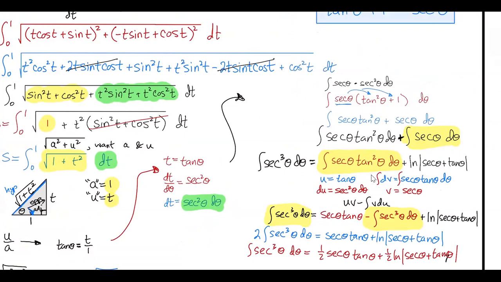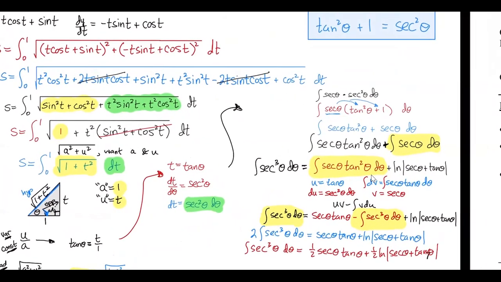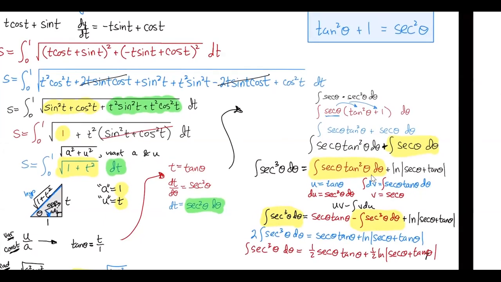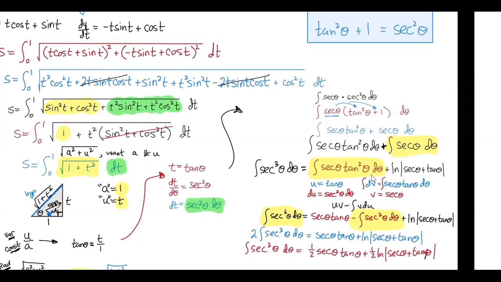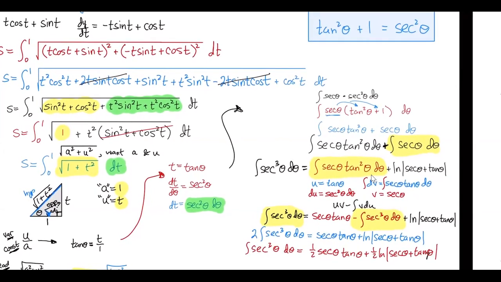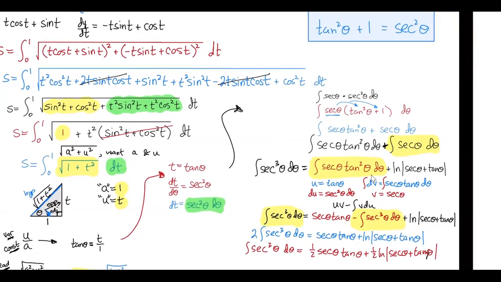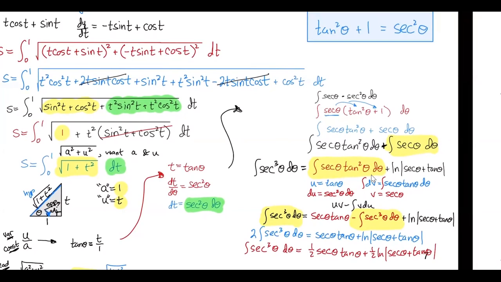Professor, where did you get the secant cube theta d theta? Why would you put it there? I didn't get the left-hand side. Oh, because that's what we're looking for. Yeah, it's very easy to lose track of this, but on the left side of the page where we have s equals the integral from 0 to 1 of the radical 1 plus t squared dt, when we substituted that all out, that became secant theta times secant squared theta d theta, which is secant cubed theta.